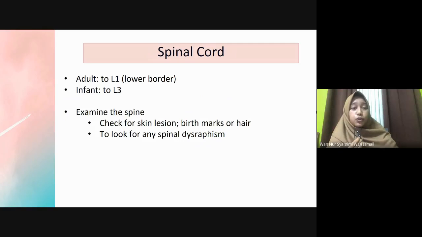Next, to complete the neurological assessment, you need to also check the spinal cord. We know that the spinal cord ends in adults at the level of L1 and in infants at the level of L3. So you need to examine the base of the spine. You need to check for any skin lesions such as birthmarks or hair, because you want to look for any spinal dysraphism, meaning any congenital anomalies of the spine, because it can suggest this patient might have spina bifida or a tethered cord.